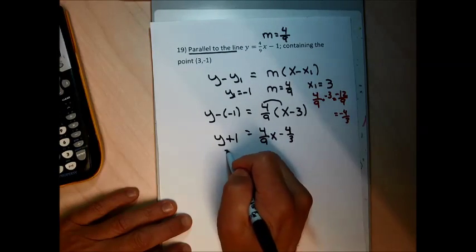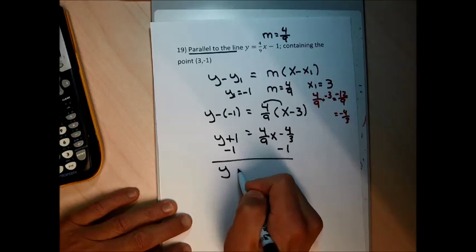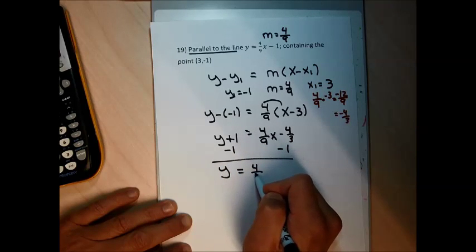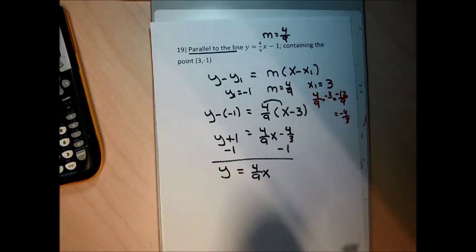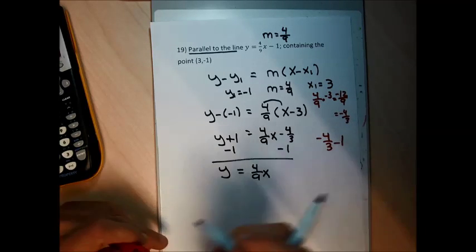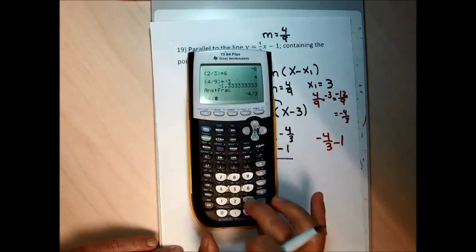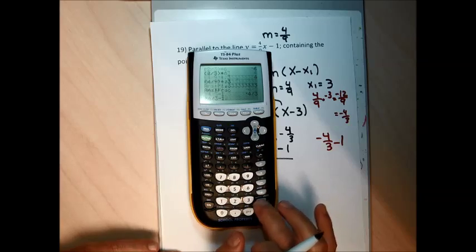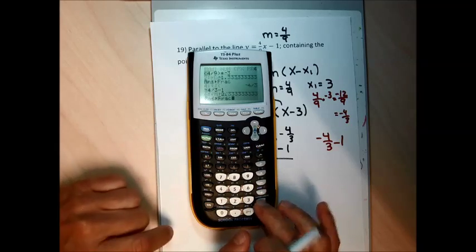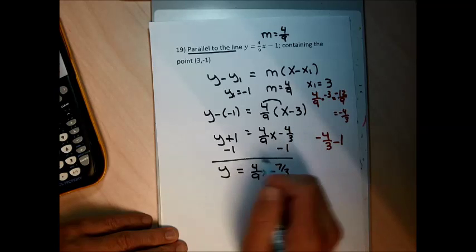Lastly, I just have to subtract 1 from both sides. On the left-hand side, I get a y. On the right-hand side, I get 4/9x. And I have to figure out what -4/3 minus 1 is. If you want to do that on your calculator, just go -4 divided by 3 minus 1 equals math, enter, enter. And that will give me -7/3. That's going to be my answer.